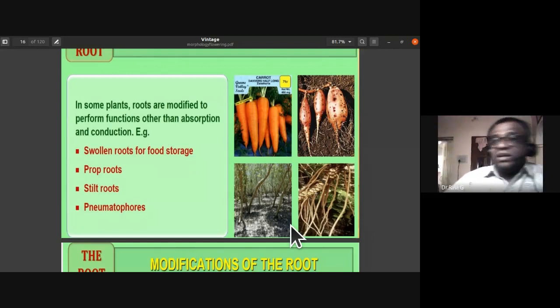So roots not only have the function of providing anchorage, absorption of water and minerals, and conduction of water and minerals, but they can also store food. They can also provide mechanical strength, as in the case of prop roots and stilt roots, and they can absorb oxygen from the atmosphere through pneumatophores, which are seen in mangrove vegetation.